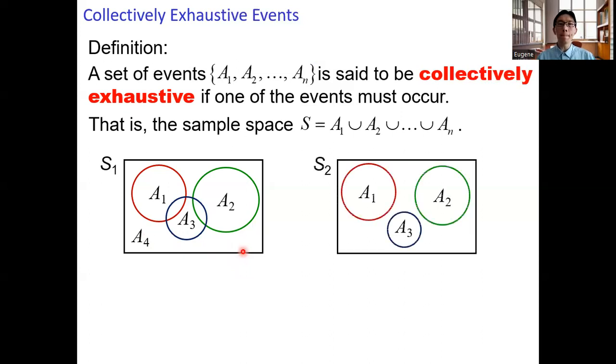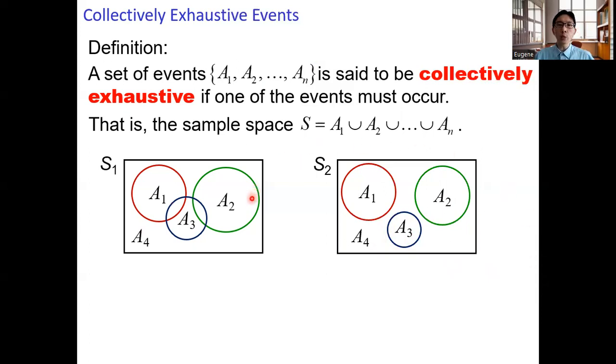Similarly, for the sample space S2, A1, A2, A3 are not collectively exhaustive. Only when we define A4, where A4 corresponds to the region outside A1, A2, and A3, then we can say that A1, A2, A3, and A4 are collectively exhaustive.